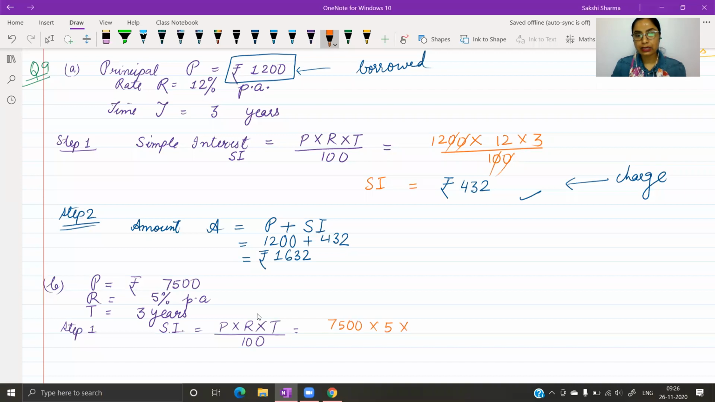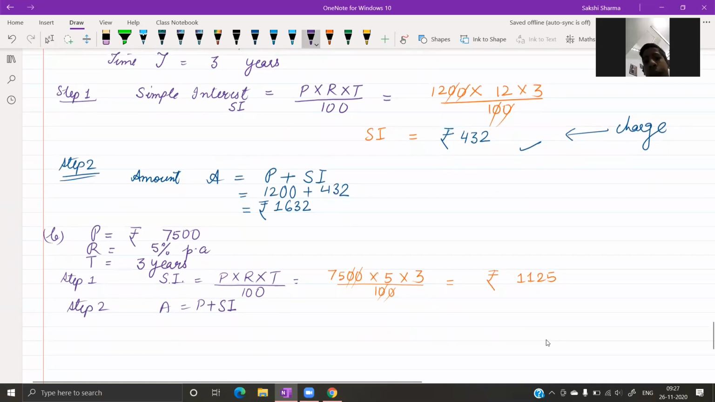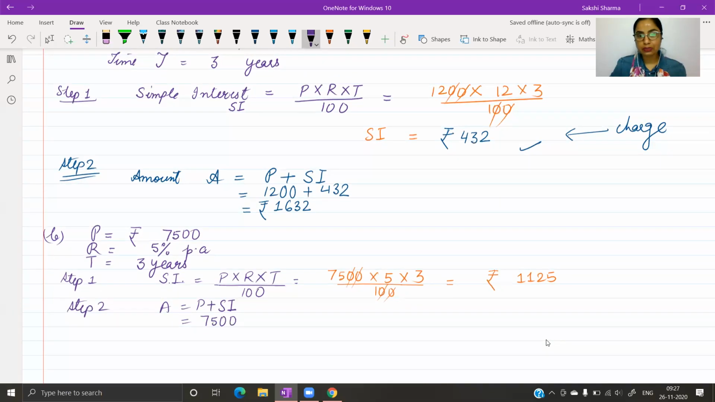Multiply the values and solve. 7500 multiplied by 5 multiplied by 3. In the denominator you have 100, and tell me what the answer is. 1125 is the simple interest. Okay, 0 and 0 get cancelled over here, and then step number 2 will be to find out your amount. Step 2, amount is given by P plus SI. So this will be 7500 plus 1125. So this is 8625. Yes. This is your answer.